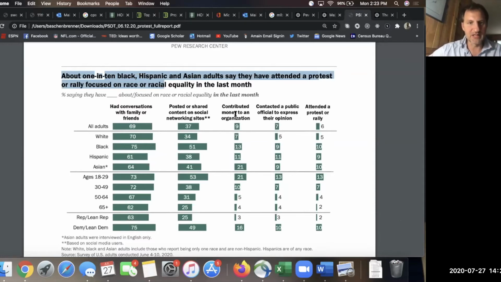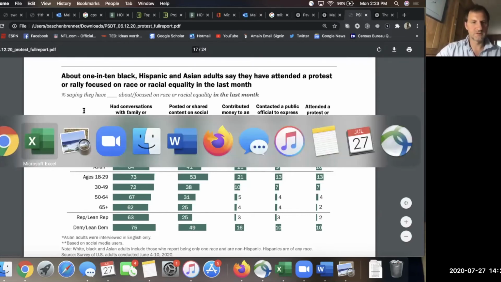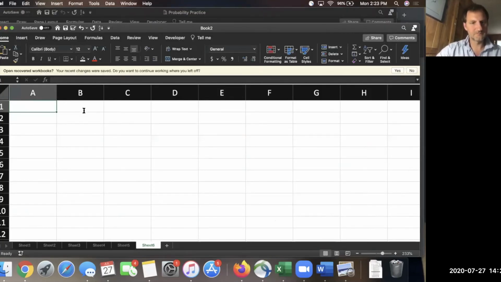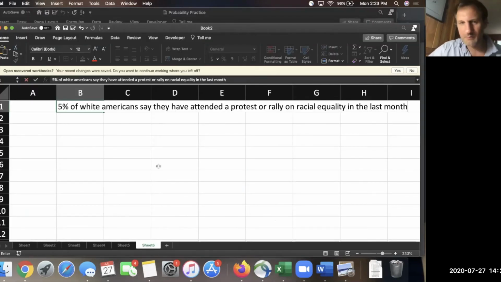So let's just take the top line. Now, that's a little difficult actually because of the margin of error. Let's do it for the white folks. Okay. So 5% say they have attended a protest. Okay. So let's write the top line. Okay, so here's your top line.